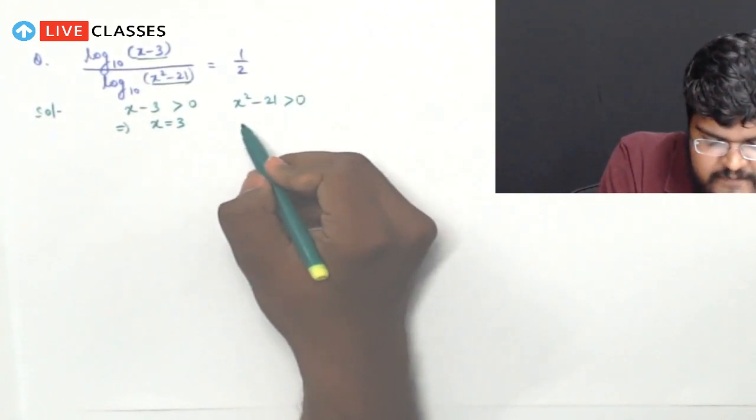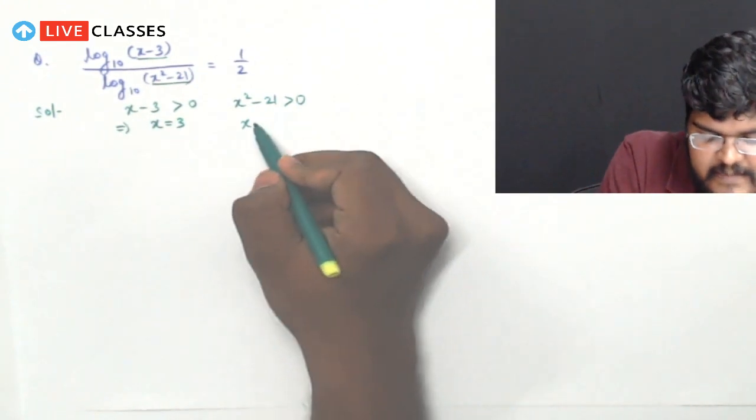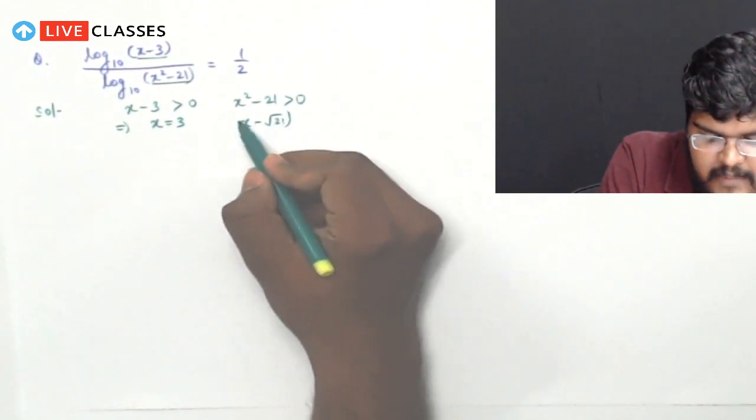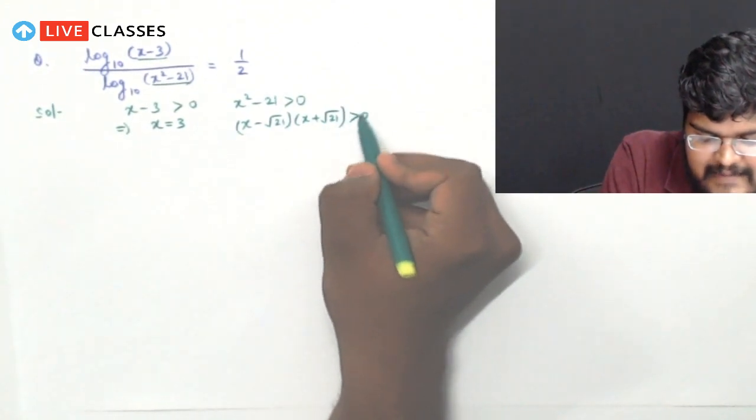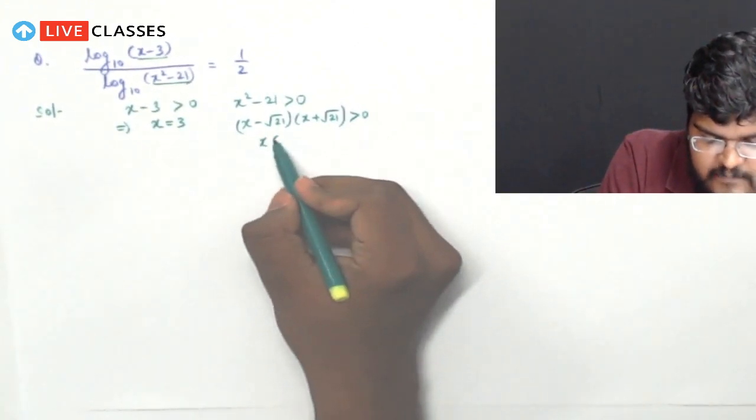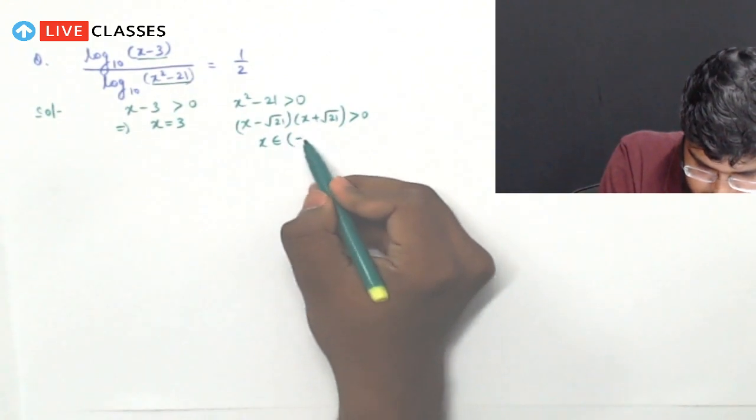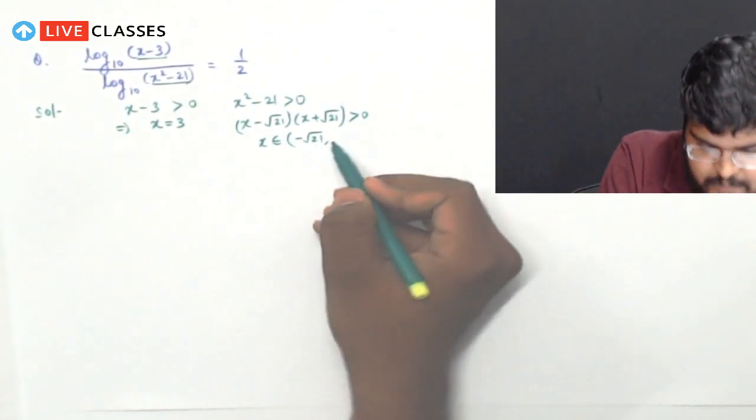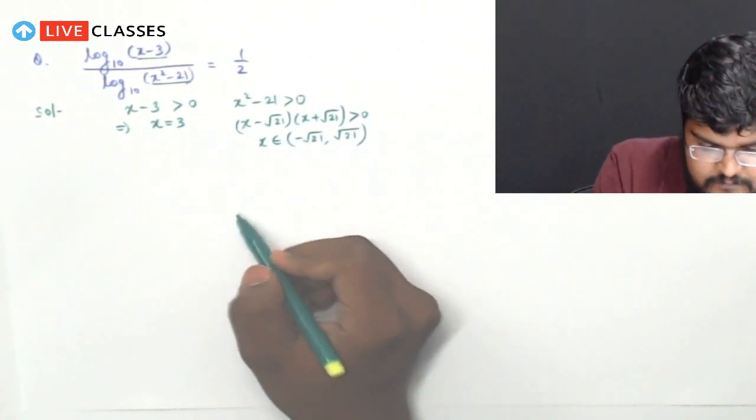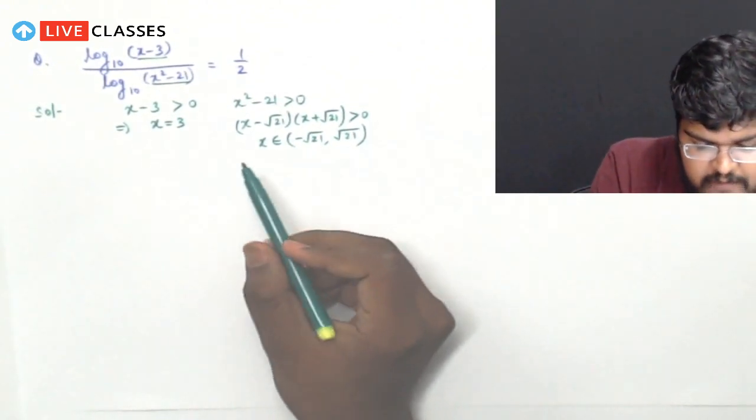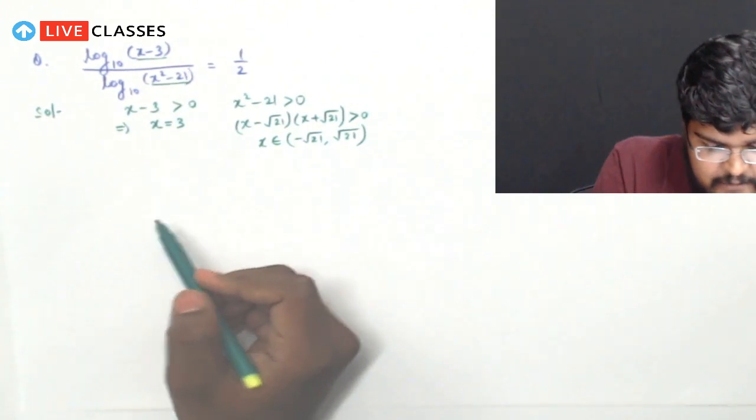So if x square minus 21 has to be greater than 0, I could simply say that x minus root 21 times x plus root 21 would be greater than 0, or you can say that x belongs to minus root 21 to plus root 21. One more thing that we can actually apply right over here itself.